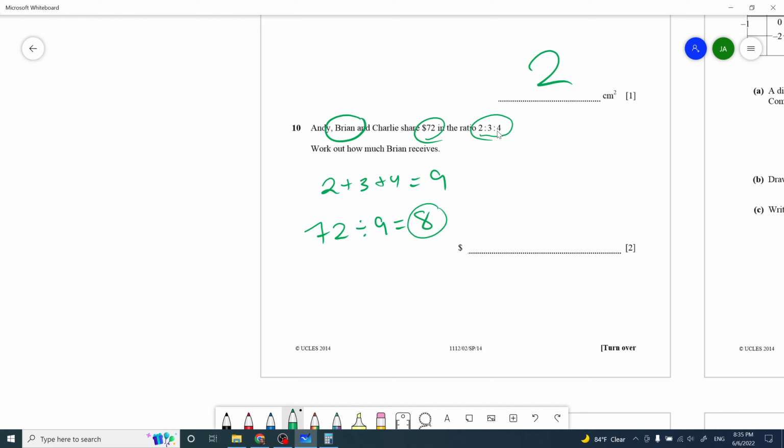And then we're going to go through the ratios to figure out how much each one would get. So Andy would get 2 shares. So we take 2 times 8. So Andy would get $16. But we're interested in Brian. Brian is this guy in the middle. He gets 3 shares. So we're going to take 3 times 8, 1 share, to give us 24. So Brian is going to receive $24.